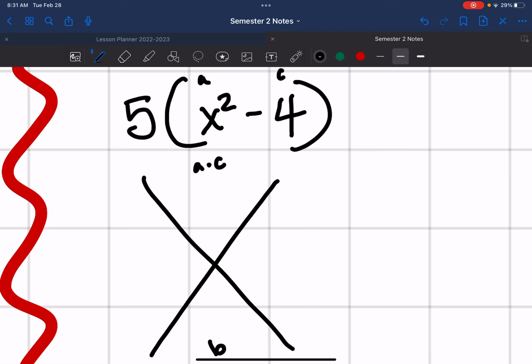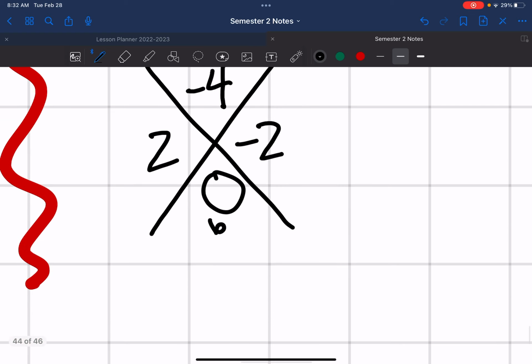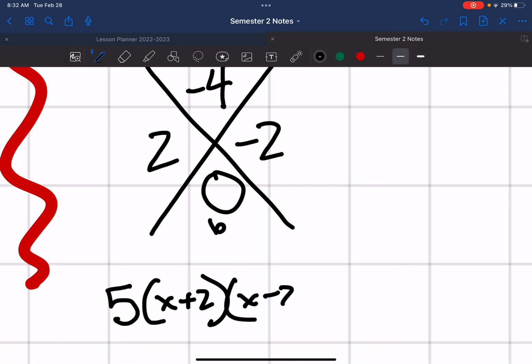We don't have a B, so it's going to be 0. I have 1 times -4 for A times C, so that's just -4. I need 2 numbers that will multiply to give me -4 and subtract to give me 0. I know 2 times -2 is going to work. And then I'm going to write my answer. But I'm not going to forget that my GCF was on the outside there. Oops. X plus 2, X minus 2.